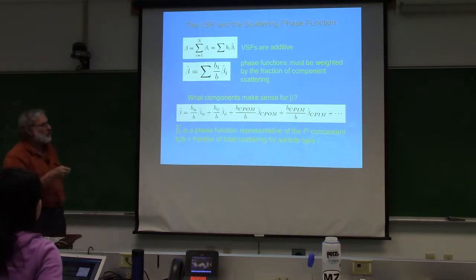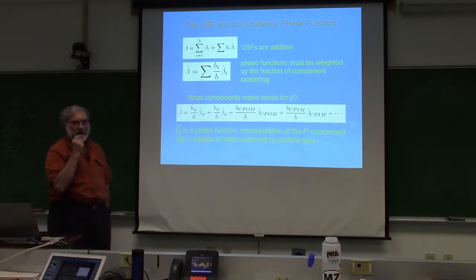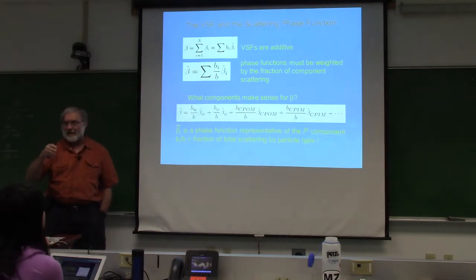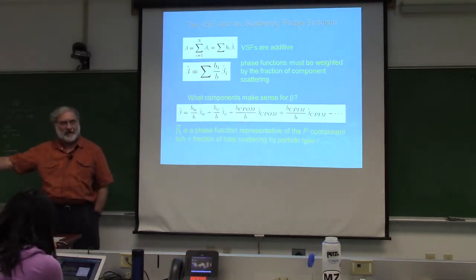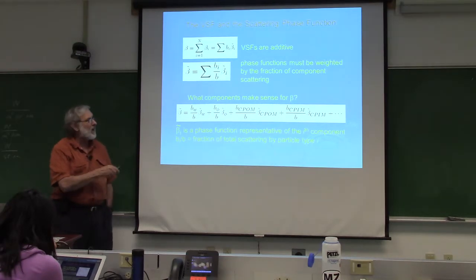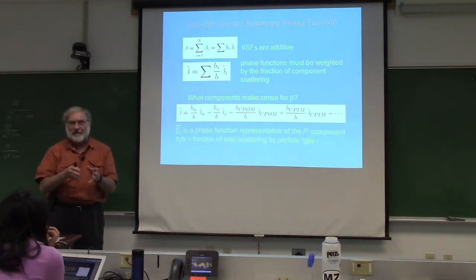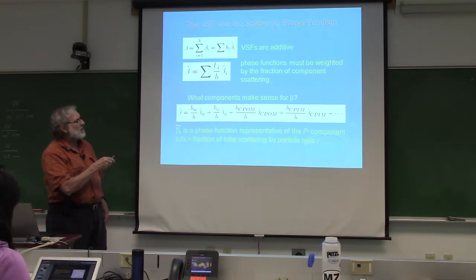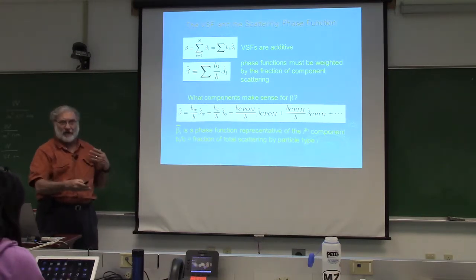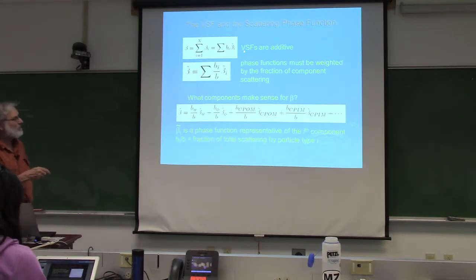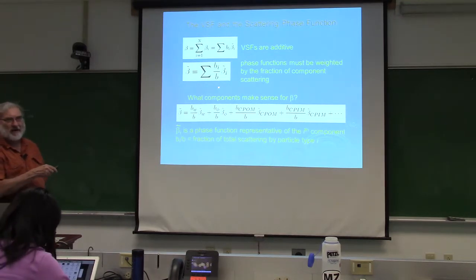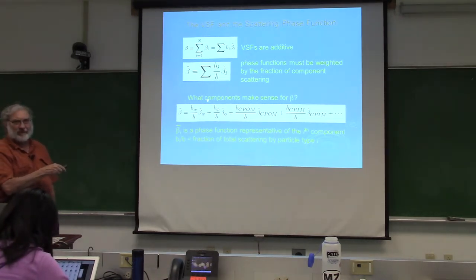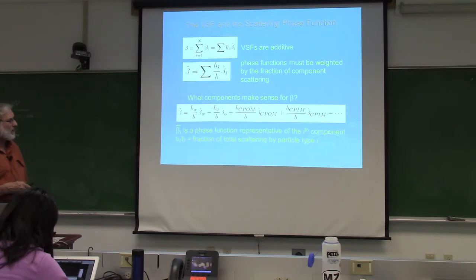So usually what you do is you have phase functions for different kinds of components, this mineral, this phytoplankton, that phytoplankton, and you say, okay, that's determined by the type of particle. Then how important that contribution is depends on how much scattering it's causing relative to the total scattering. So just keep in mind, VSFs are additive, phase functions are additive, but they have to be weighted by the relative amount of their contribution to the total scattering.